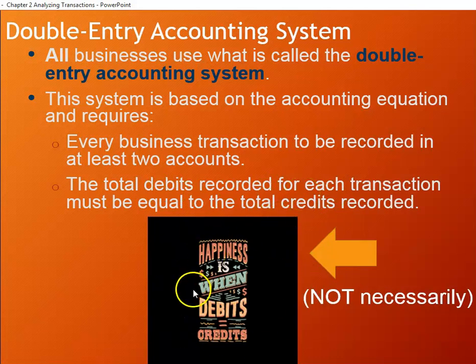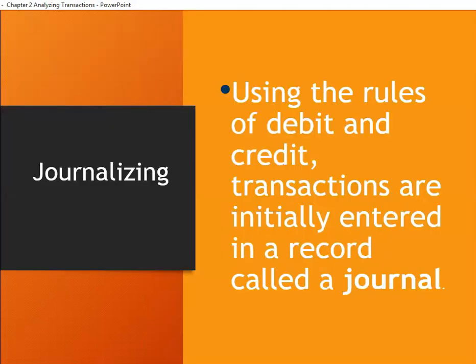We have a little picture here that says happiness is when debits equal credits. Well, for a beginning accounting student, that may be true. But there's a lot of assumptions made in this statement. And we're going to get into how we can make some mistakes a little bit later in this chapter, and how we can't necessarily say that just because debits equal credits that everything is hunky-dory and wonderful.